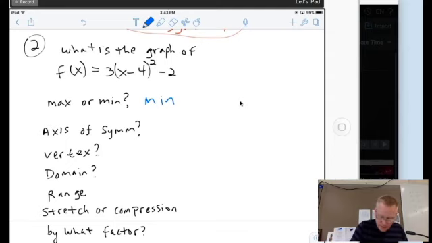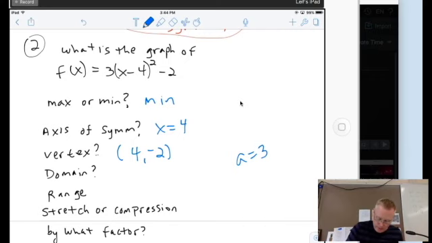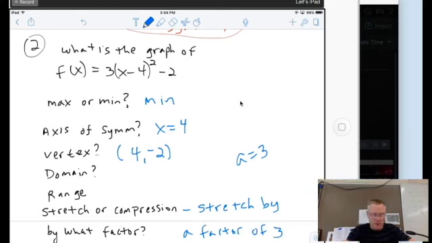And we said the vertex was (4, -2). Axis of symmetry was x equals 4. We're flying right through that. Let's get to the stretch or compression thing over there. Now I wrote it down. You've got enough information here to do it. You know that A is 3, which means it's greater than 1. Therefore, it's going to be a stretch, and since A is 3, it's by a factor of 3. Okay, nothing complicated there. And I'll show you in a minute why that is.